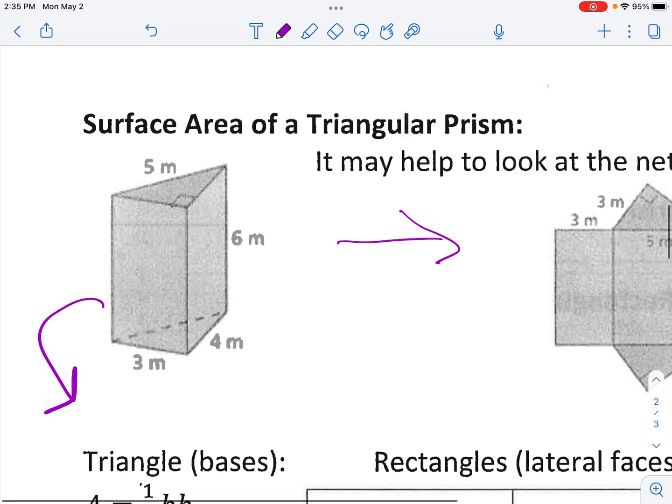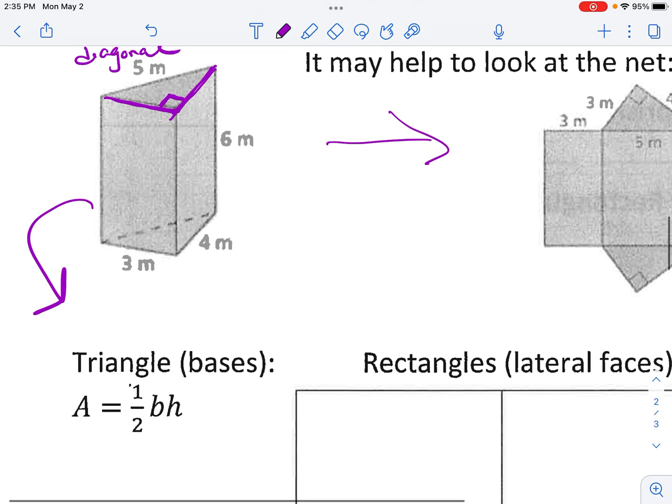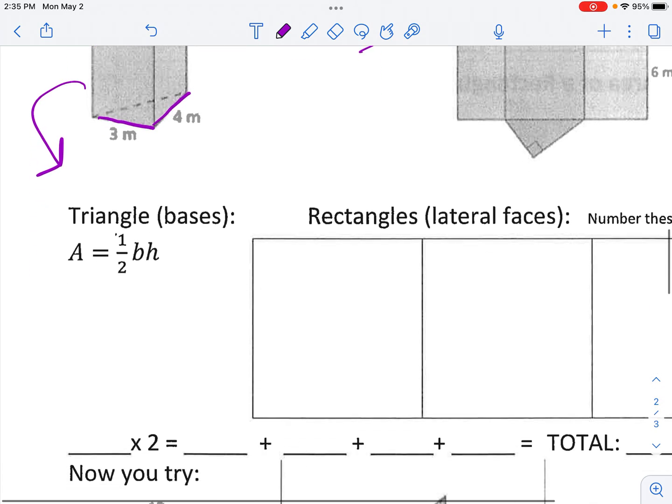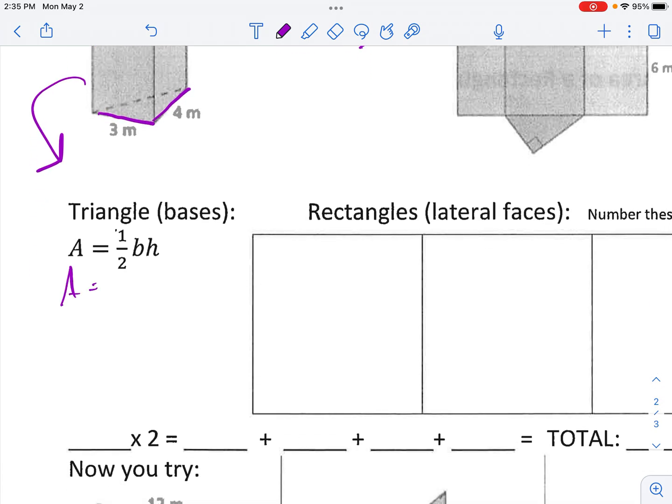Guys, remember that you always look for this little right angle. That will tell you that this and this are the base and the height of the triangle. This 5 is the diagonal. Remember, we don't use diagonals. So if I come down here, 3 is the base, 4 is the height of the triangle. So I'm going to substitute in 3 is my base, 4 is my height.